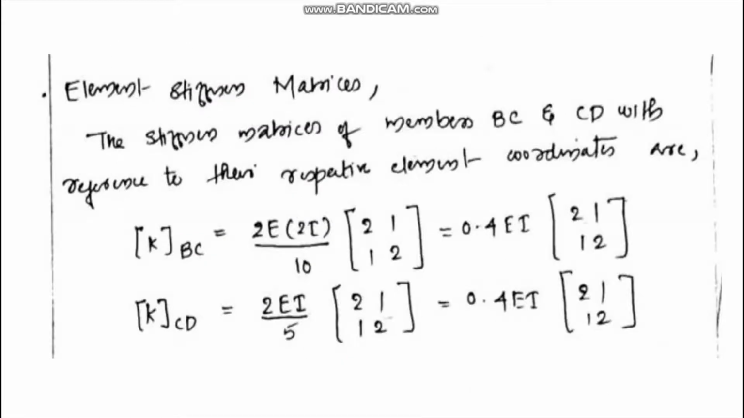The next step is to find the element stiffness matrix. The stiffness matrices of members BC and CD with reference to their respective element coordinates are found using the formula 2EI by L into the matrix 2, 1, 1, 2. Here the I for BC is 2I and in the case of CD it is I. Substitute the proper values for the members and find the element stiffness matrices.